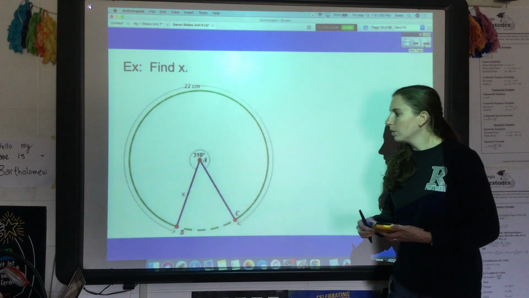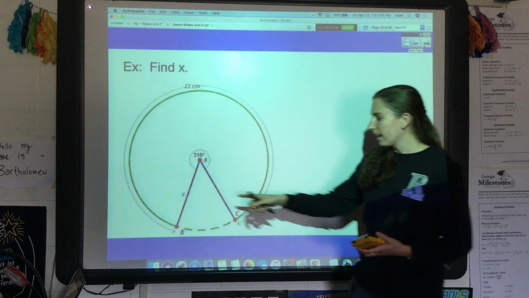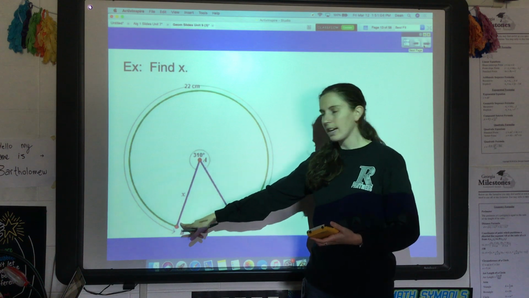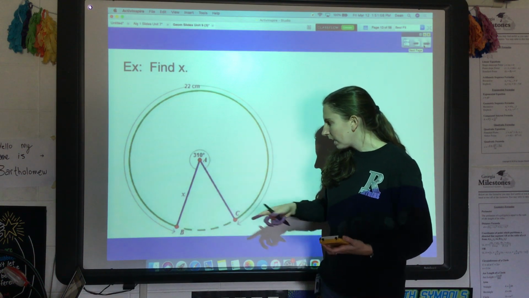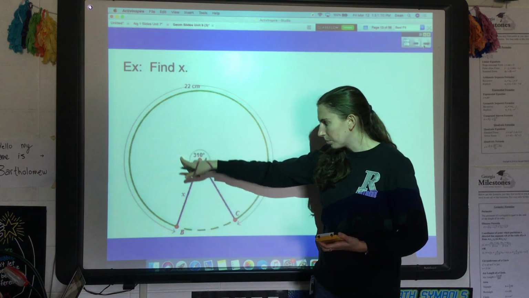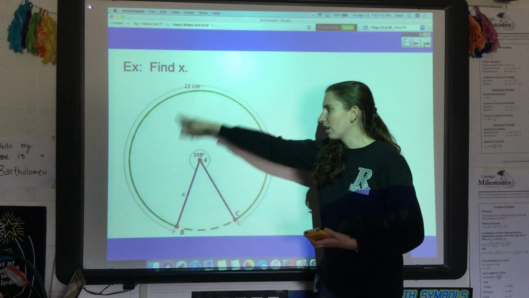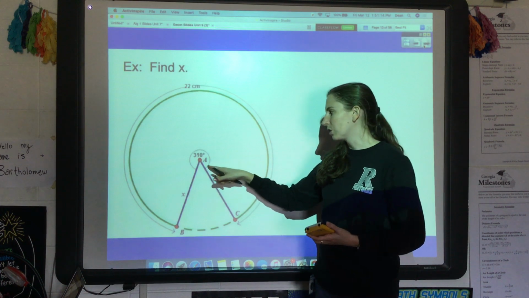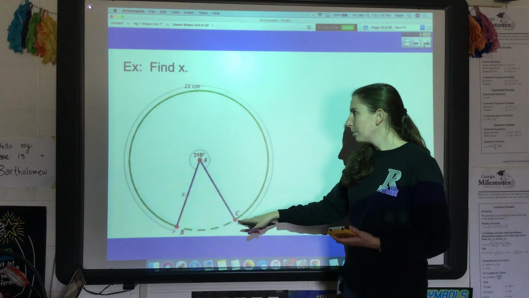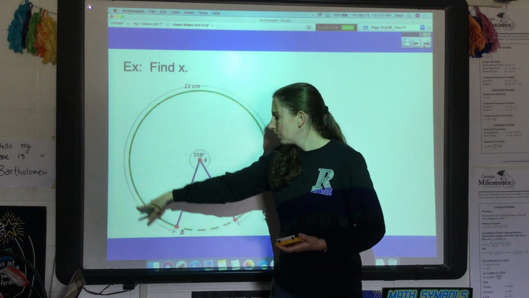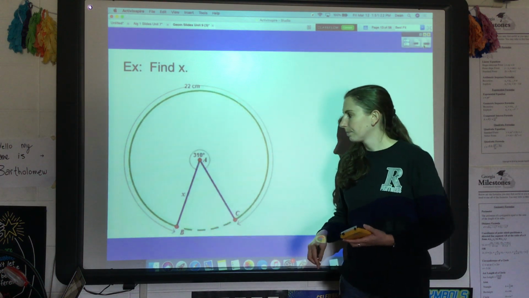Here's another example, and this one I want to find x, and x is actually the radius. Notice that it gave me quite a few things. First of all, it gave me this entire arc measure, which goes with the central angle, which is 310. It's almost the whole circle. And it gave me the arc length itself, which is 22 centimeters.